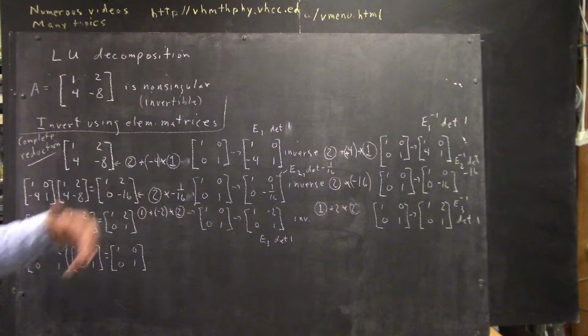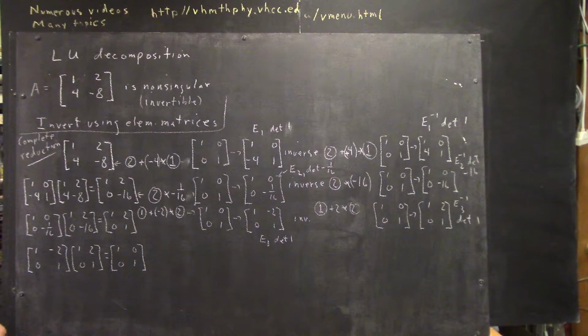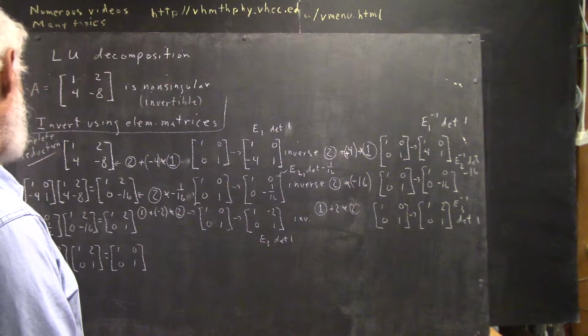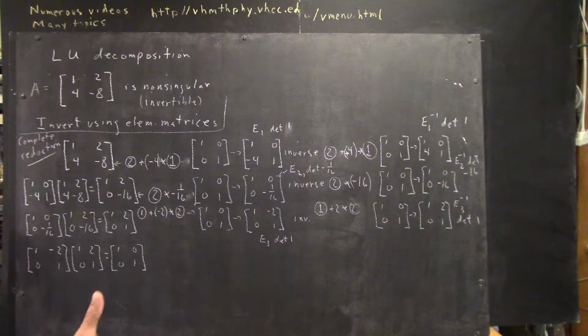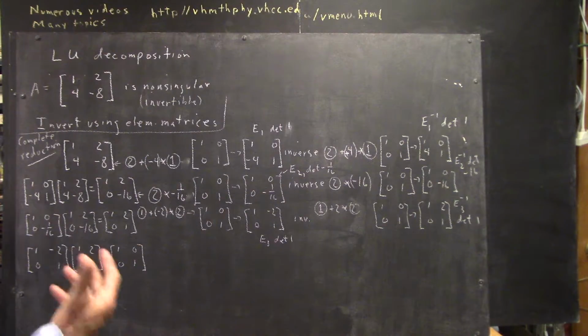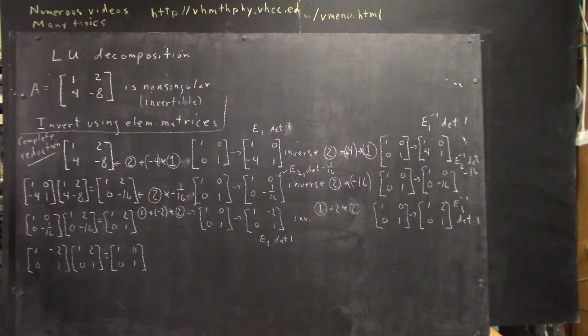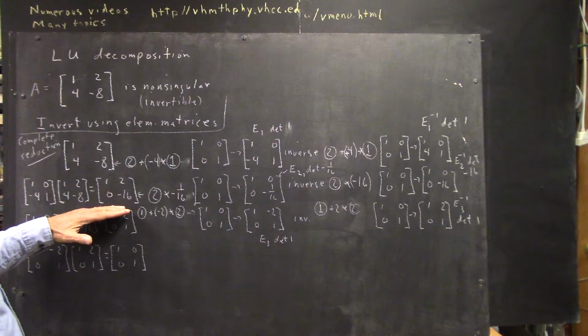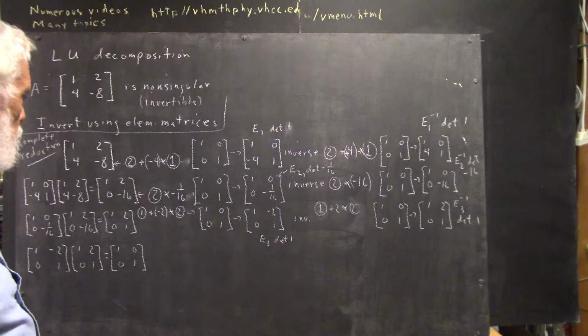But we want to do this with elementary matrices because elementary matrices are very simple and very easy to invert, and we can use the elementary matrices and their inverses to find the inverse of the matrix A and also the LU decomposition. The LU decomposition can actually be done as soon as we get to this stage, but we're going to go through the whole thing.